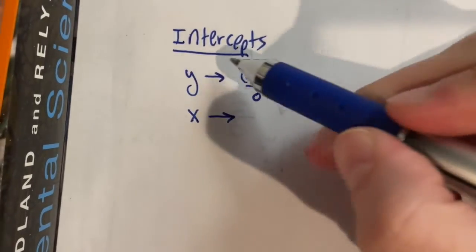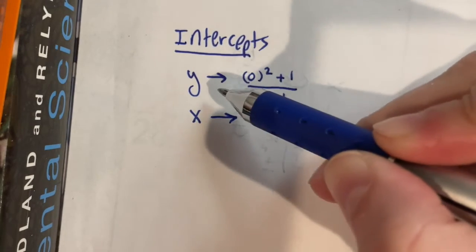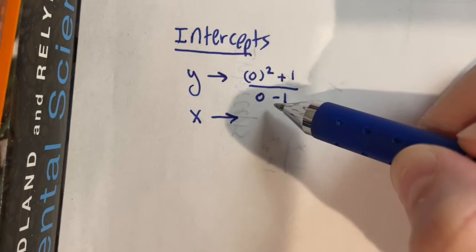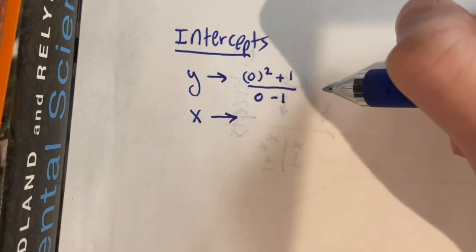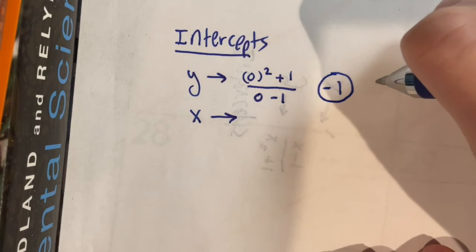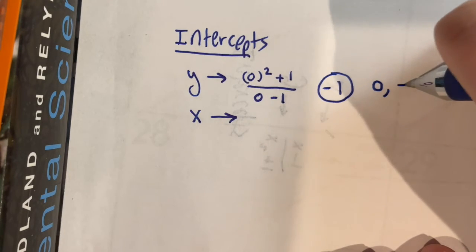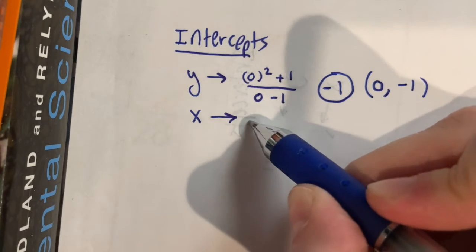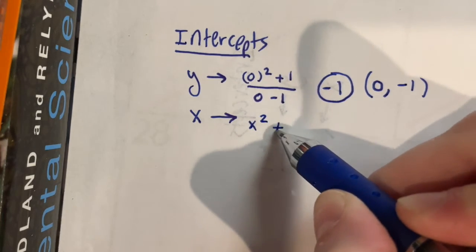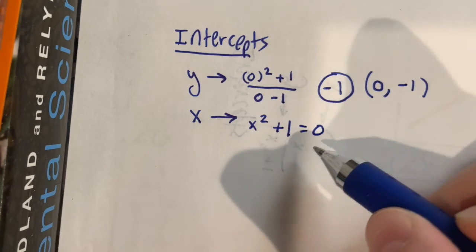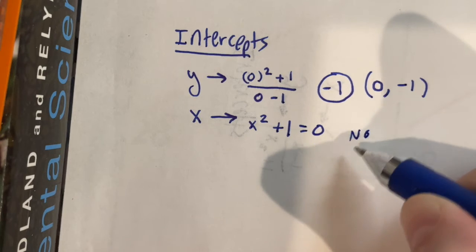So next we're going to talk about the intercepts. To find the y-intercept, you're going to plug in 0 for x, so 0 squared plus 1 over 0 minus 1. That's going to come out to negative 1. So we know that (0, negative 1) is a point on our graph. For the x-intercepts, you're going to take the top part of the equation and set it equal to 0. Because you end up getting an imaginary number, we know that there are no x-intercepts.